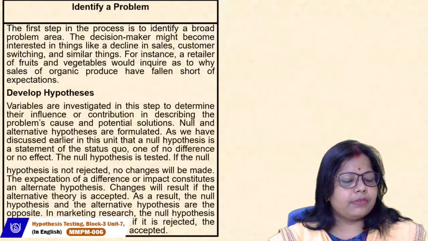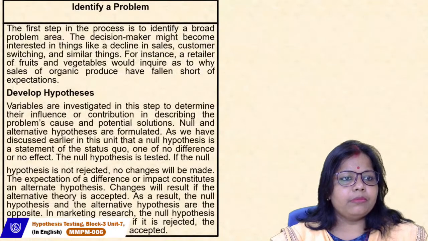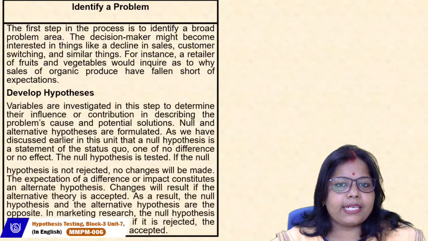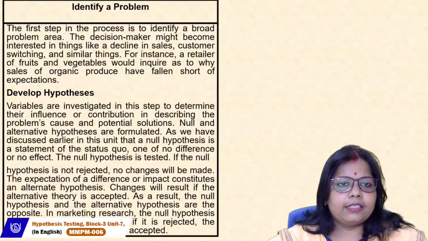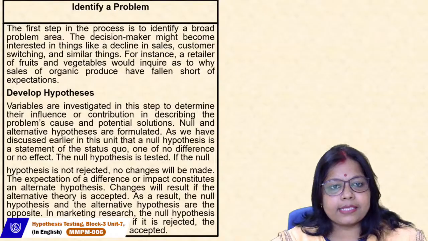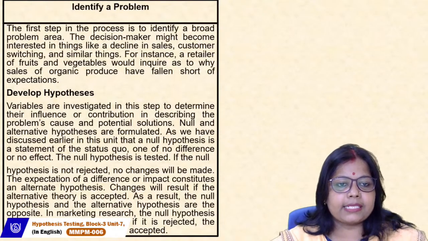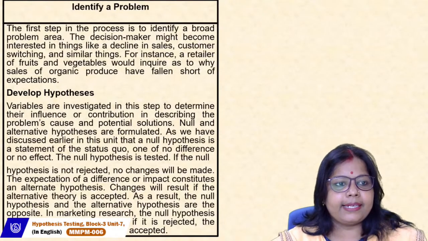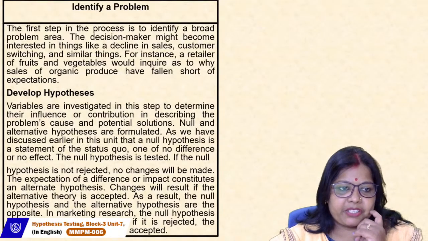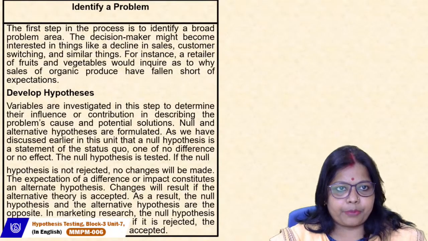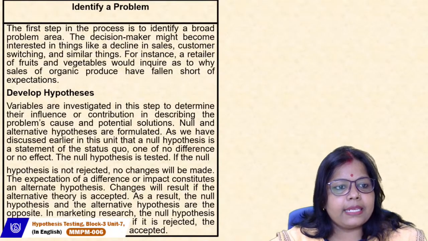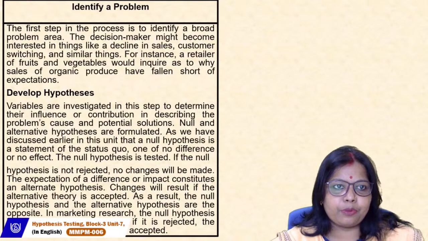Now, coming to the first step, identifying a problem. The first step in the process is to identify a broad problem area. The decision maker might become interested in things like declines in sales, customer switching, and similar things. For instance, a retailer of fruits and vegetables would inquire as to why sales of organic products have fallen short of expectations.